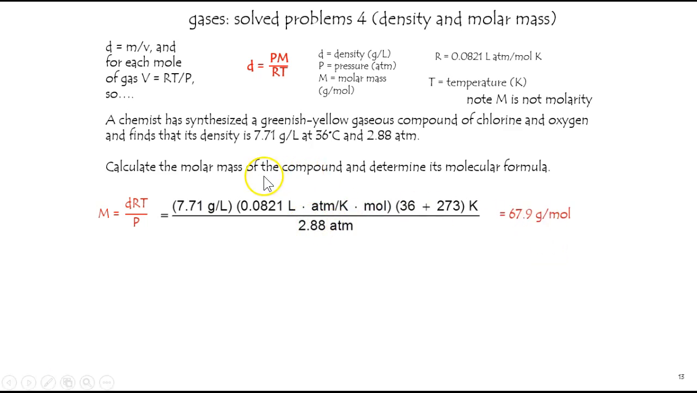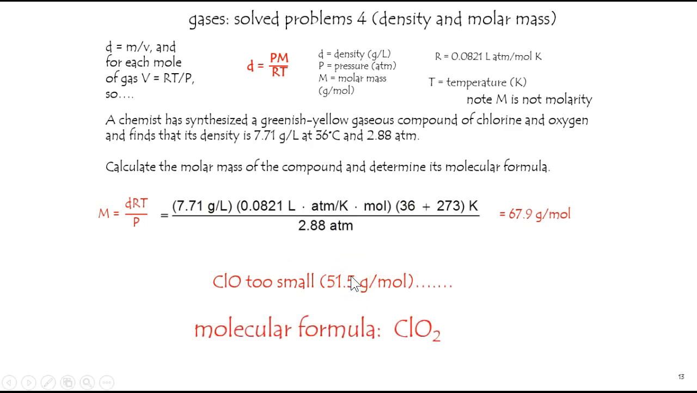We're halfway done. We also need to determine its molecular formula. Well, it's chlorine and oxygen, so why don't we start with one of each and see where we stand. One of each brings us to 51.5, too big to add a chlorine, but just right to add another oxygen. It must be ClO2. This is a gas law problem involving density.